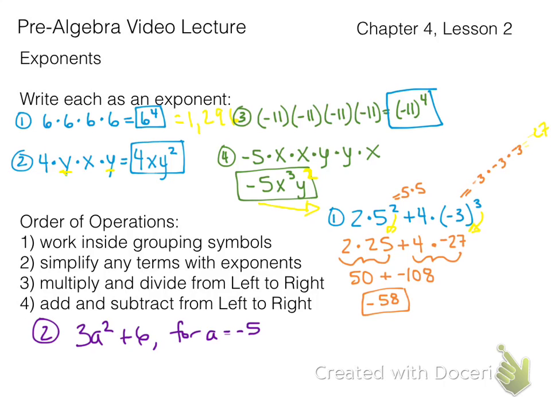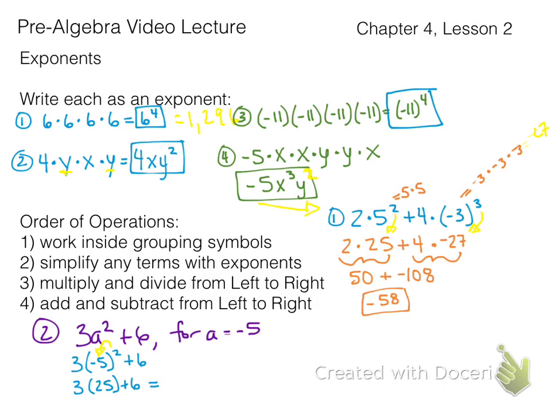Now, whenever you're replacing a variable with a number, you make sure that number is in parentheses, like so. So it's going to be 3 times negative 5 to the second power plus 6. Now remember, the exponent affects the thing right in front of it. So it's literally going to be 3 times 25, because negative 5 times negative 5 is positive 25.